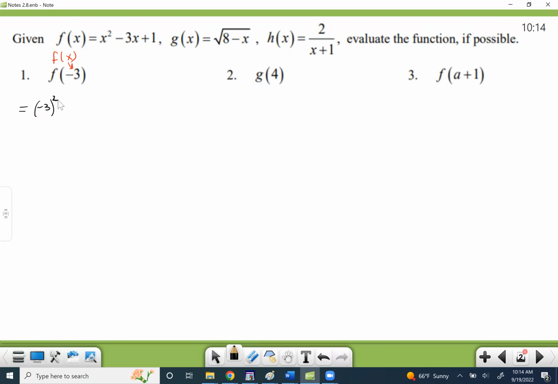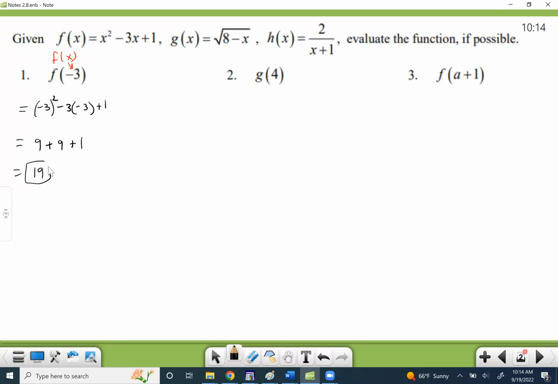So x squared becomes -3 squared, minus 3 times -3, plus 1. We took every x up here at the top and replaced it with a -3. And then we just have to do the math. -3 times -3 is 9. And -3 times -3 is positive 9. When we add this all together, we get 19. So that's going to be our answer for f of -3.